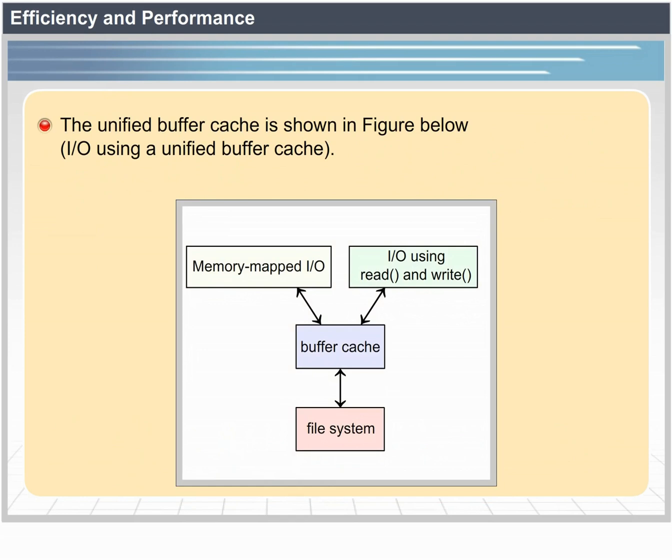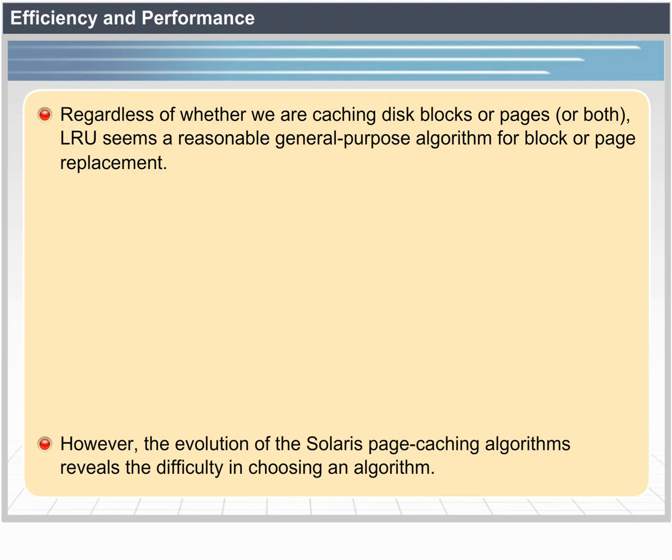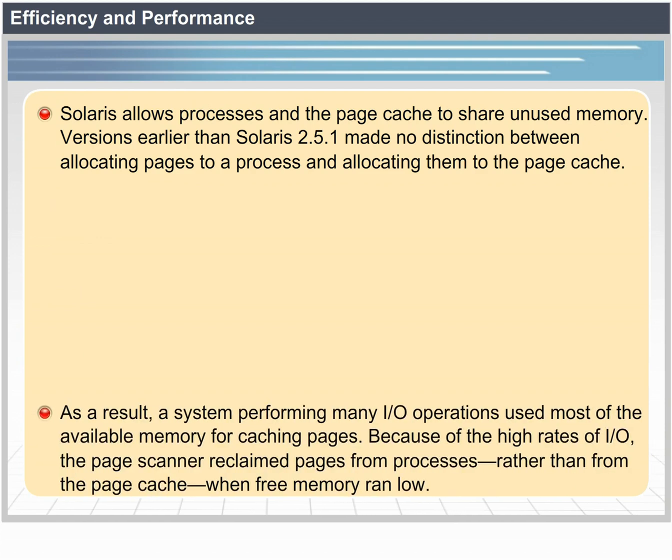Regardless of whether we are caching disk blocks or pages or both, LRU seems a reasonable general-purpose algorithm for block or page replacement. However, the evolution of the Solaris page caching algorithms reveals the difficulty in choosing an algorithm. Solaris allows processors and the page cache to share unused memory. Versions earlier than Solaris 2.5.1 made no distinction between allocating pages to a process and allocating them to the page cache. As a result, a system performing many input-output operations used most of the available memory for caching pages. Because of the high rates of input-output, the page scanner reclaimed pages from processes rather than from the page cache when free memory ran low.